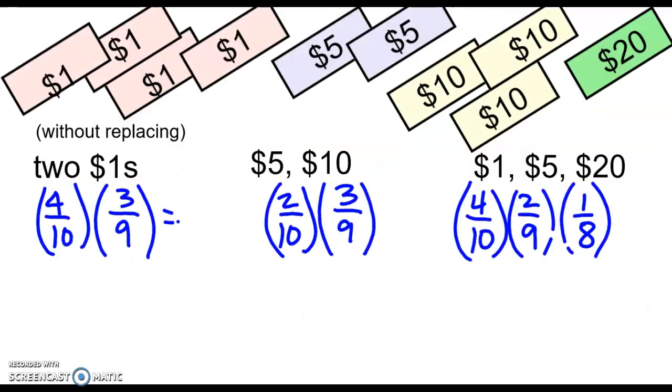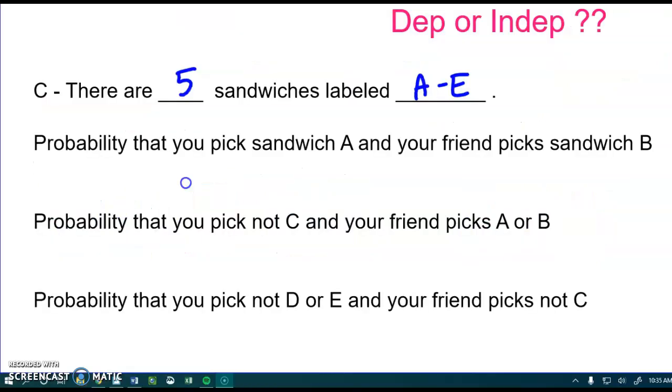Okay, so I wrote down, right, the 1s, 4 out of 10, and then after I keep 1 out, there'd be 3 out of 9 left, and I could multiply those together. The 5s, well, 2 out of 10, I could simplify that, and then 3 out of the 9 that are left for drawing a 10. And then here on the next one, again, 4 out of 10 are the 1s. 2 out of the remaining 9 would be 5s, and then 1 out of the remaining 8 would be a 20.